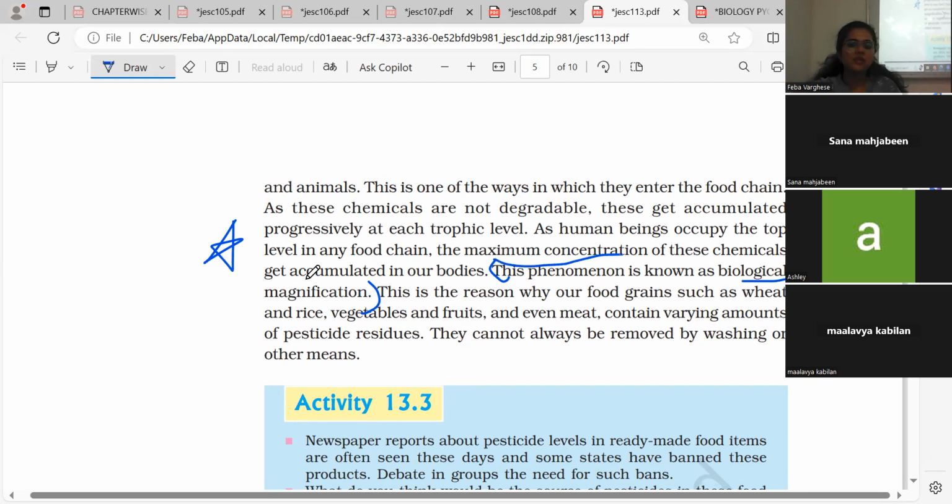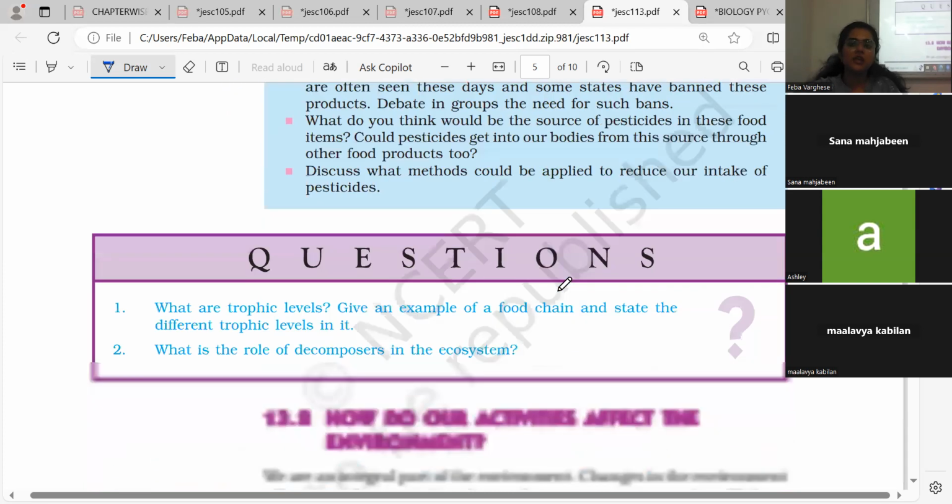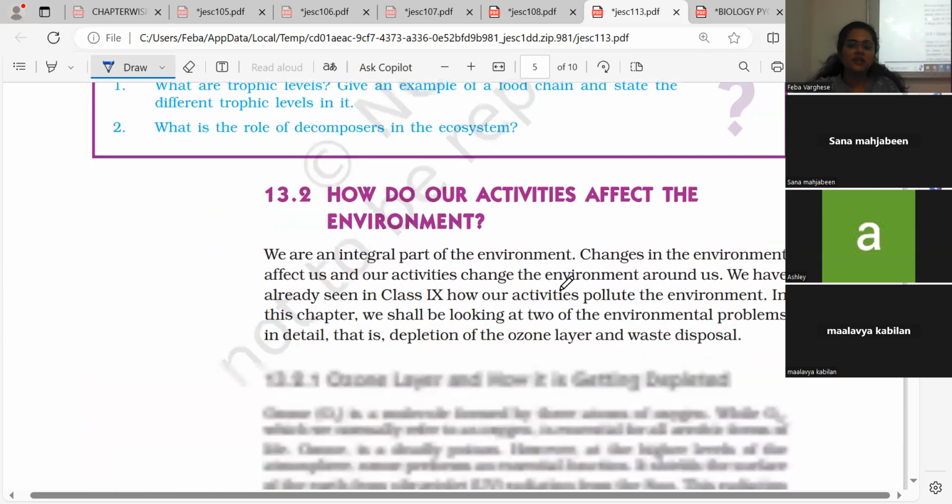Maximum concentration of the chemicals gets accumulated or magnified in the human body. This is the reason why food grains such as wheat, rice, vegetables, fruits, and even meat contain a very large amount of pesticide residues, and you cannot always remove them by washing or other means. They're going to enter into your body anyway, and they'll get accumulated over there, causing organ failure and other kinds of things.